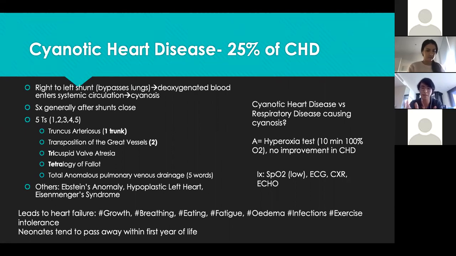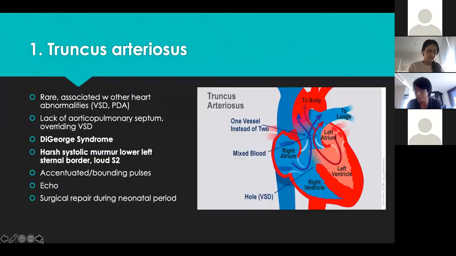And so with respiratory disease, we can differentiate that from cardiac disease through what we call the hyperoxia test. That's where we give the neonate about 10 minutes of 100% oxygen and we see if they improve with their oxygen saturation. If they don't improve, then it's going to be cyanotic heart disease because we're still going to get this right to left shunt. We're still going to get deoxygenated blood instead of oxygenated blood into our peripheries, whereas in lung disease, we're kind of compensating by giving them a lot of oxygen. So yeah, similar cardiac investigations for this.